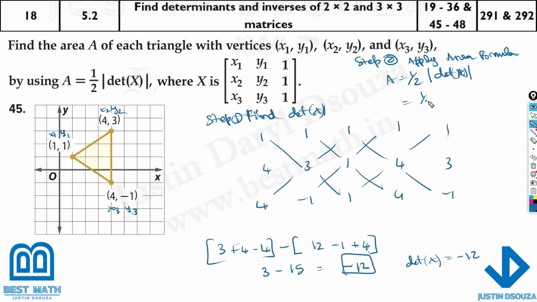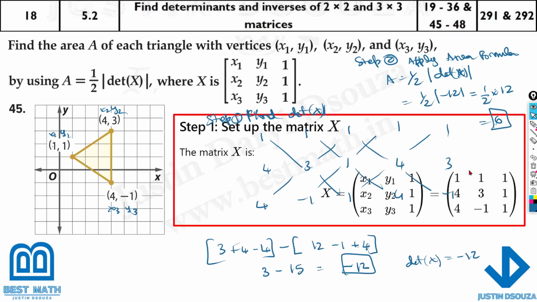So here it will be half of the magnitude of minus 12. Magnitude means whatever the sign, minus or plus, just take the positive value. Because the determinant can be negative or positive, right? But the area will be positive itself. So this is positive. Half times 12, that is 6 is the answer. The area over here should be 6.